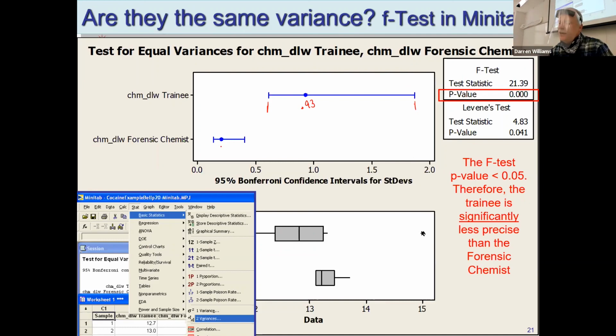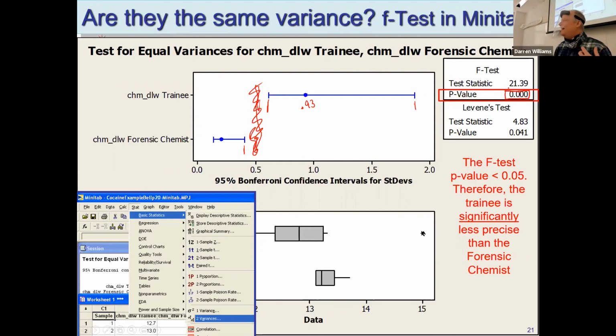And here was our forensic chemist standard deviation, and notice that there's this gap here. They don't even intersect. So the best answer for the trainee standard deviation is not even past the worst answer for the forensic chemist standard deviation. So whenever you see a gap like this, you know there's a statistically significant difference between the two. And then here's the p-value that they're the same. So again, the null hypothesis is that they have the same standard deviation, and this is the probability that they have the same standard deviation.